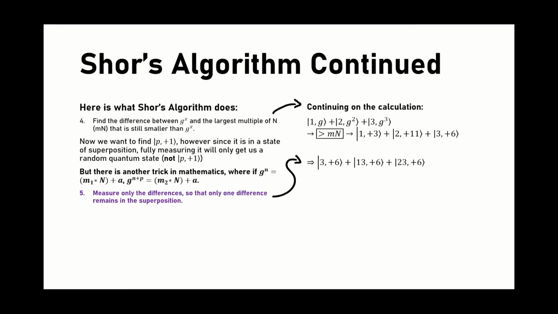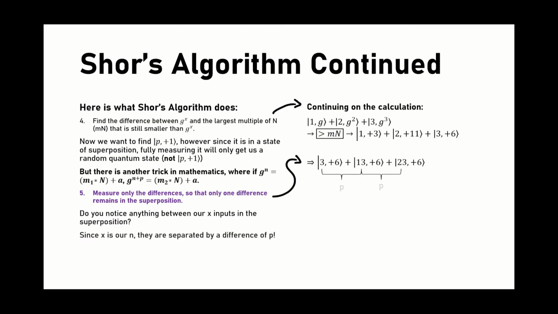So we just measured our difference here, and we got plus 6. The only differences we have in our superposition right now is plus 6. Now, do you notice anything between our x inputs in the superposition? Well, they're repeating by common factor. Since x is our n, they are separated by a difference of p. But we still can't directly measure it, as it will collapse into one state and we will lose what p is.